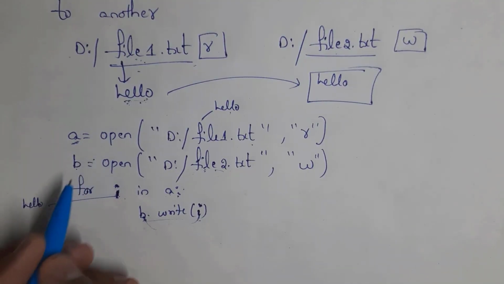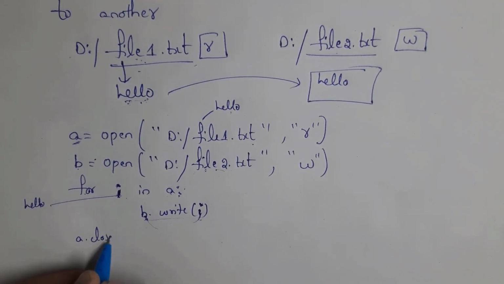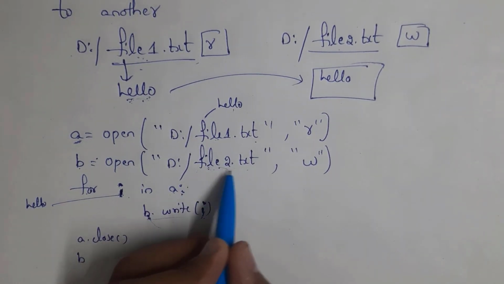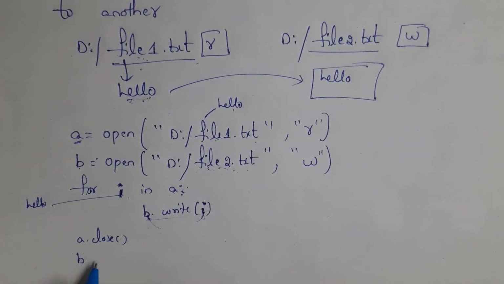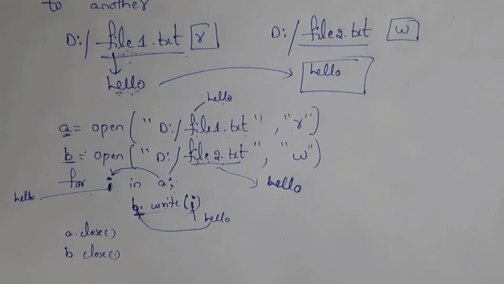We opened 2 files. So at last we need to close these 2 files. So write a.close. That is nothing but we are closing file1. And similarly we are closing file2. File2 is present in object b. So write here b.close. We closed these 2 files. This is the program to copy text from one file to another file.